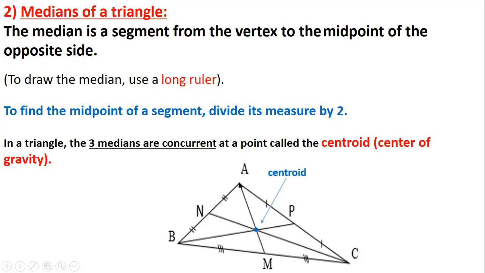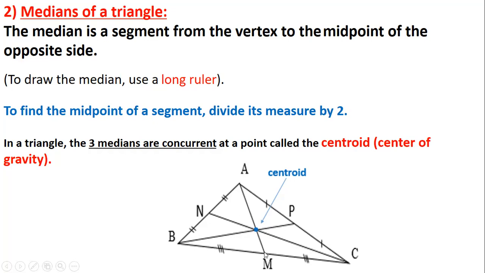So if I have a triangle ABC and I wanted to draw the median from A, which side is opposite to A? It is BC. So to draw the median, I should get the midpoint of the opposite side. To find the midpoint of a segment, we divide its measure by 2. So suppose the measure of BC is 6 centimeters. I divide 6 by 2, it is 3. So I put M on the 3 centimeter.